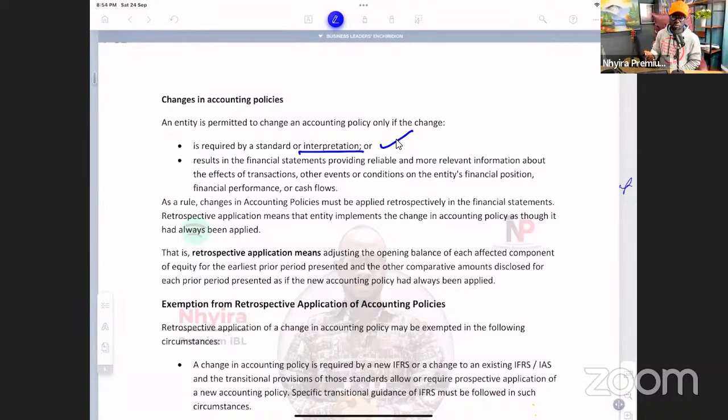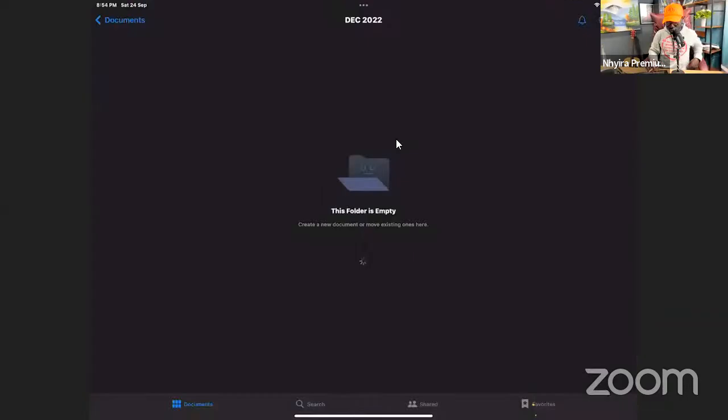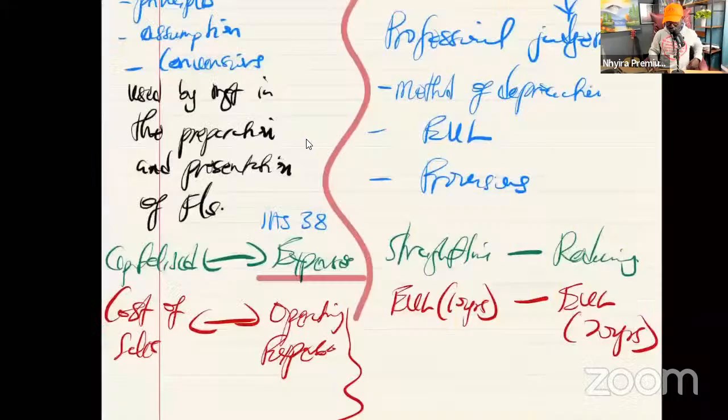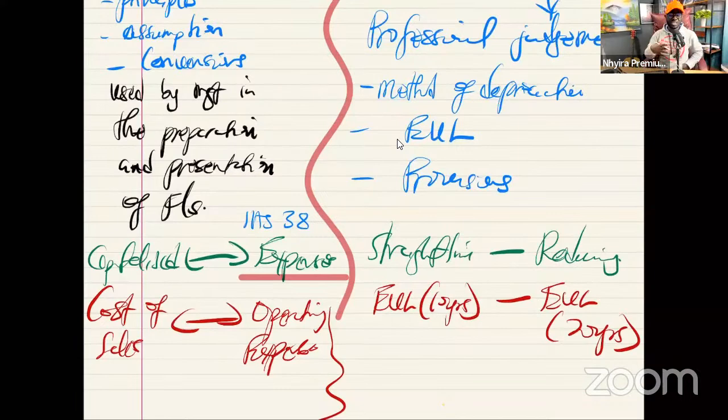The second thing is, if in management's judgment, they feel that the change will provide more reliable and relevant information to the users, then they will change it. So that is why they could be putting something in cost of sales, but now they want to put it in operating expenses. Why? Because they feel that it will provide a better understanding. Because if something is in cost of sales, gross profit is going to be affected. But if the thing doesn't fit cost of sales, then we will rather reflect gross profit in its true nature.